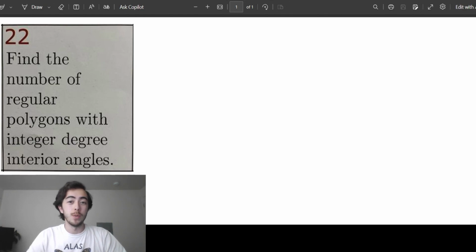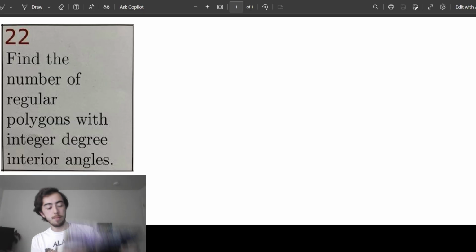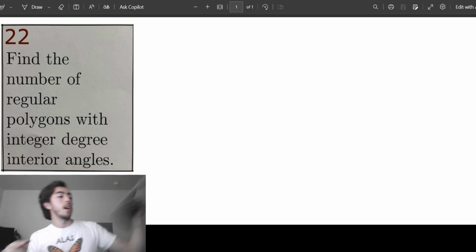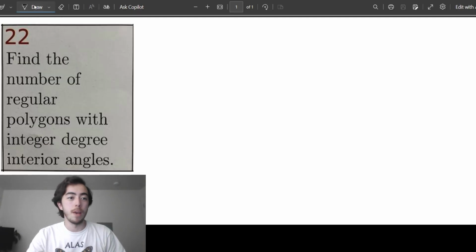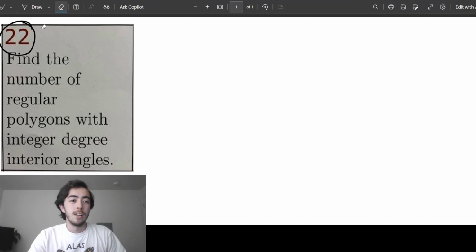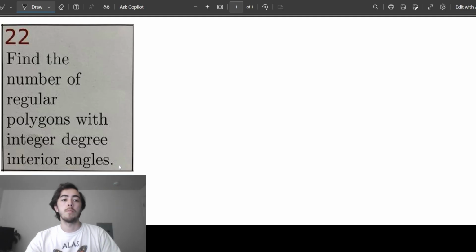Today is September 22nd, and we're solving problem 265 from the Daily Epsilon calendar. We need to show why the answer today is 22, because that matches today's date. So we need to find the number of regular polygons with integer degree interior angles.